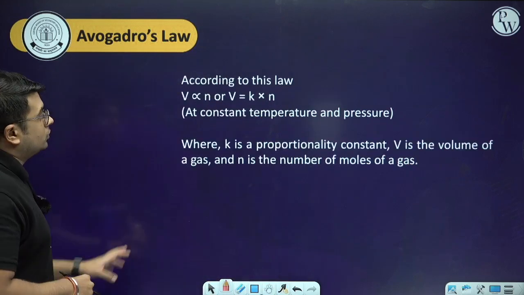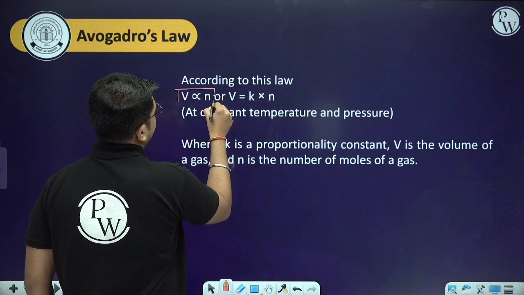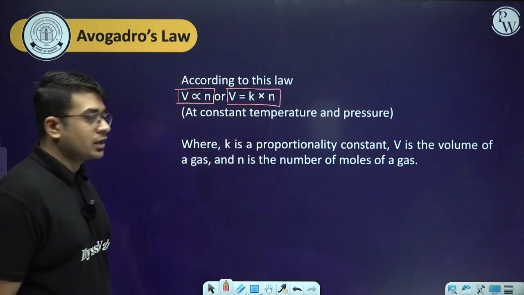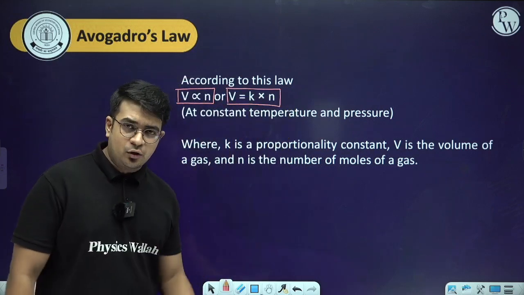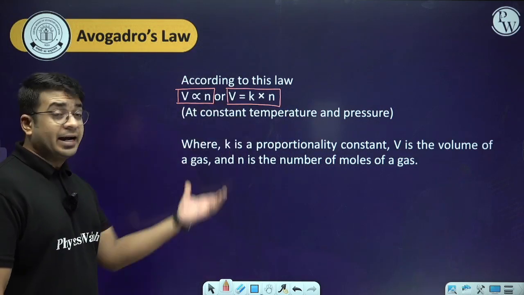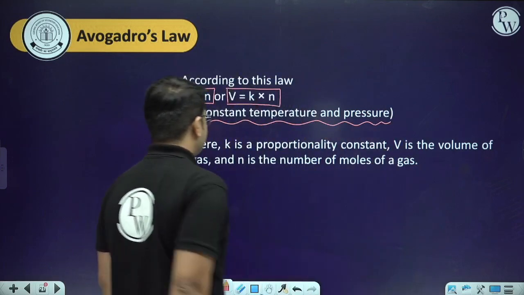Okay, so if I talk about the equation, I can say that V is directly proportional to n. If I remove the proportionality, I can use a constant K, the proportionality constant. So V will be equal to K multiplied by n at constant temperature and pressure. This is the primary condition.